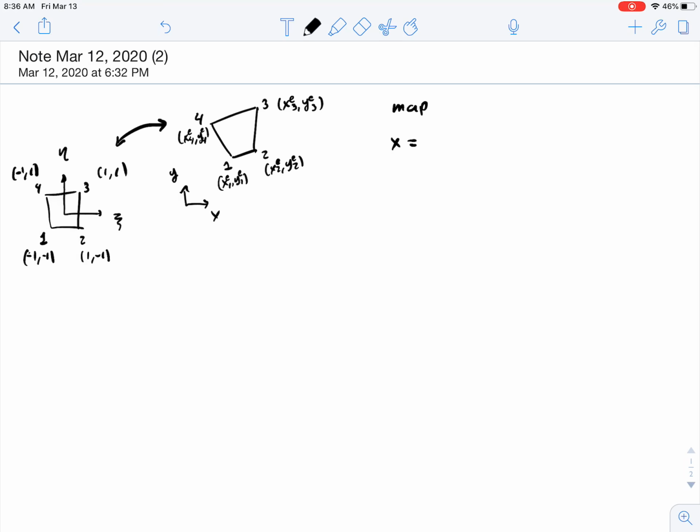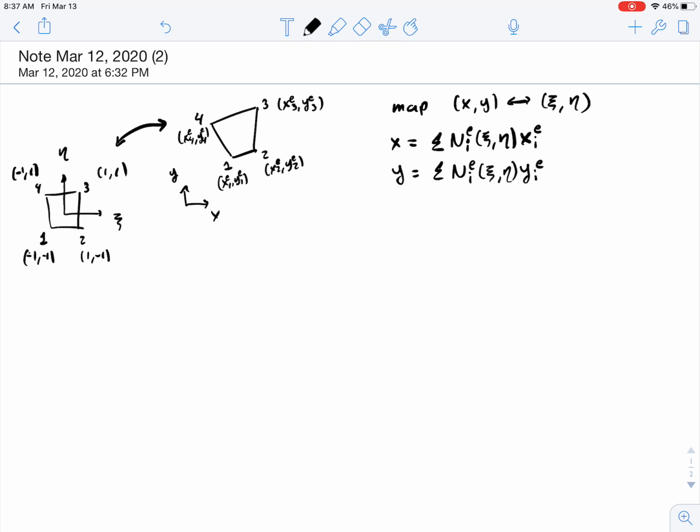map, which is x as a function of xi and eta, going to be the sum of the shape functions, which I can easily define in the parent domain. We did that last class, times the nodal x coordinates, and y is the sum of the shape functions defined in terms of the parent domain coordinates times the nodal y values. So this is the map between x, y, and xi, eta. And all it needs is these shape functions in terms of xi, eta.